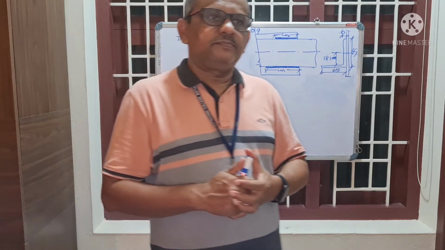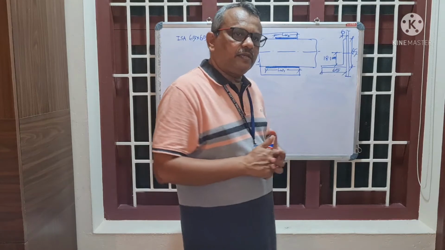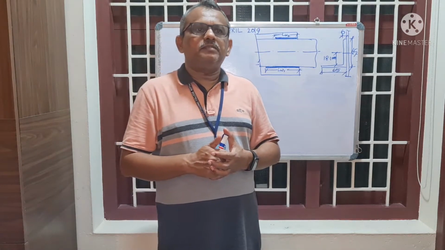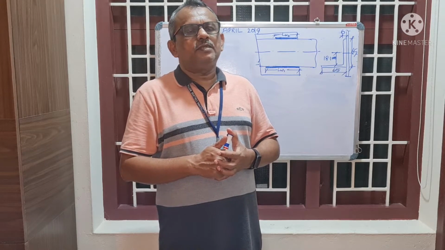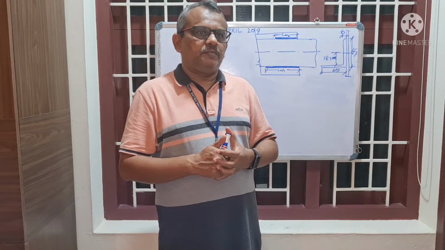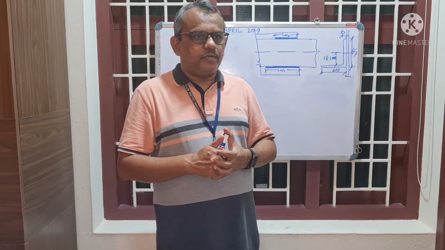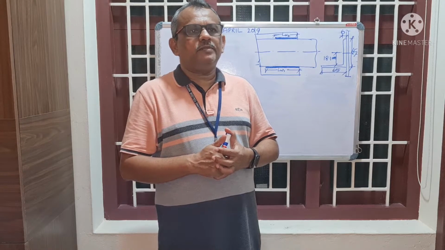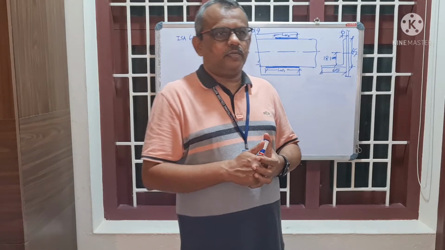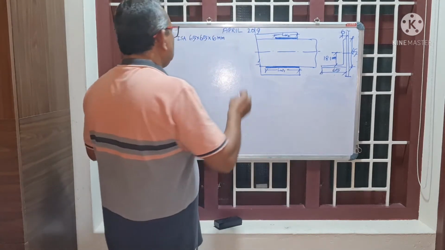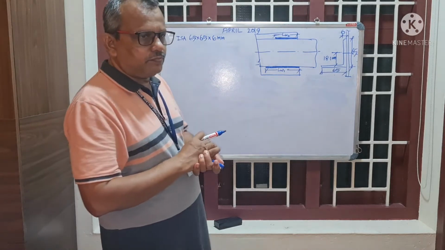It is also given that the welding is to be done in the workshop. So, shop welding. So you can assume the value of the partial safety factor gamma. The partial safety factor value will be either 1.25 or 1.5. We know that 1.25 is taken for shop welding and 1.5 for field welding. In this case, what is given is shop welding. So gamma Mw, the partial safety factor, is taken as 1.25.